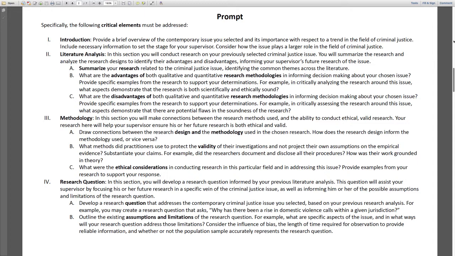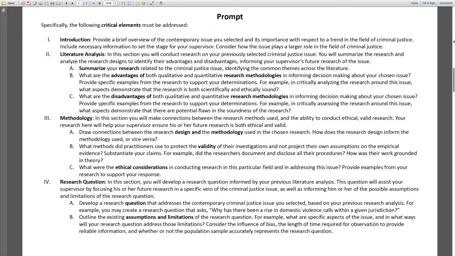Okay? So now, here's the prompt. The critical elements are: you need an introduction at the beginning of your paper that tells the reader what this is about, why it is important to the criminal justice field, necessary information to set the stage for your supervisor, and how to consider how it plays a larger role. That should look very familiar. That is milestone number 1, the work that you did in milestone 1.